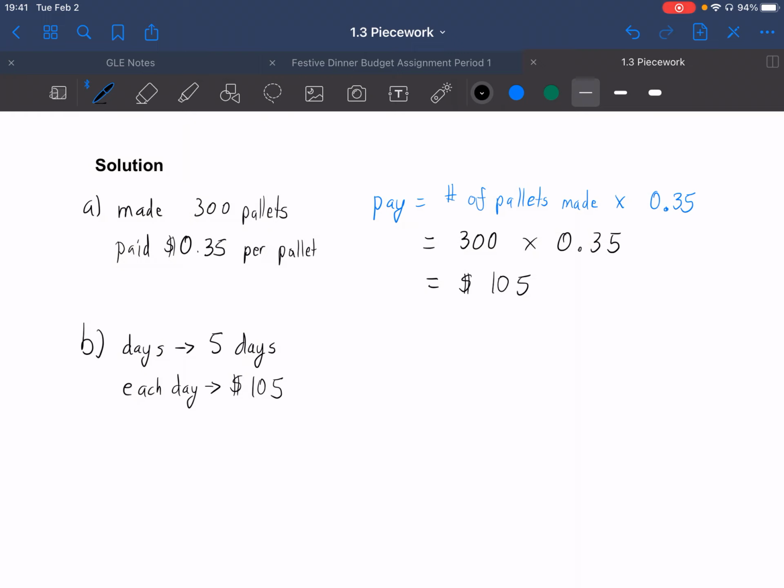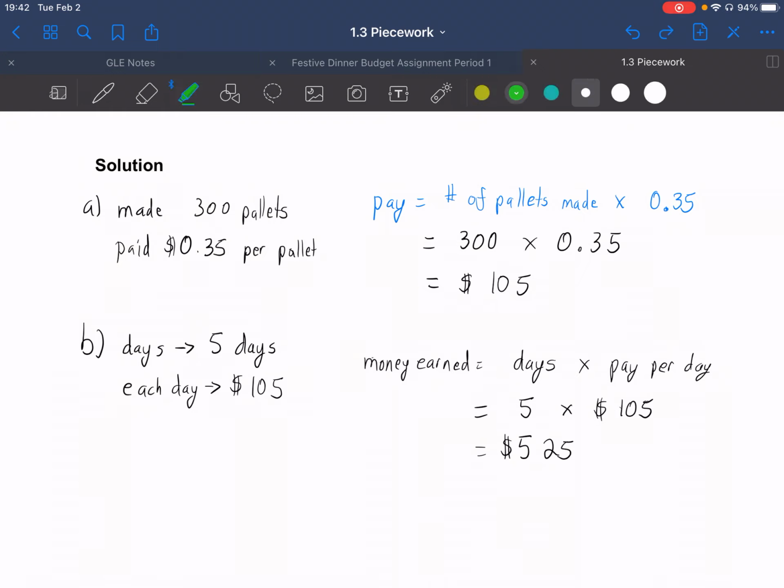How we find out the week, we're simply just going to multiply those two numbers. So we take 5, so money earned is going to be days times by pay per day. In this case, it's the same. Sometimes it's different. In this case, we have 5 days, and each day he earned $105, which will give us a grand total of $525. Okay? Highlight that information. Alrighty.